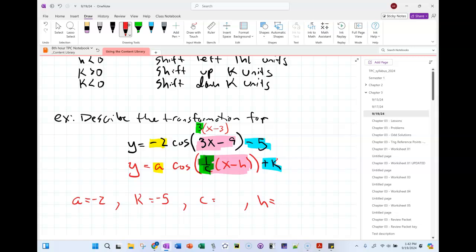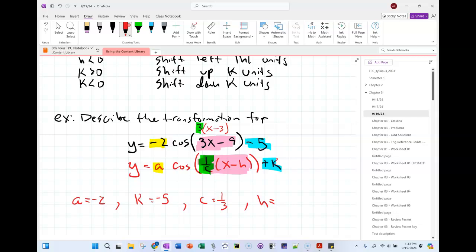Nope. 1. Nope. 2. Nope. 1/3. There it is. It's 1/3. Why? Because c and 1 over c are reciprocals, right? So if 1 over c is 3, c is the reciprocal of 3. It's always going to be that way. c will always be the reciprocal of the coefficient on your x. Always the reciprocal. Does everybody feel okay there?